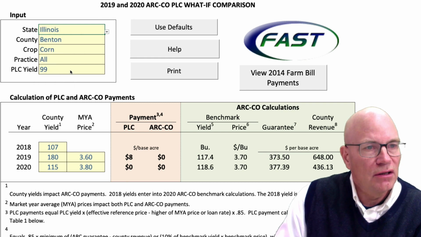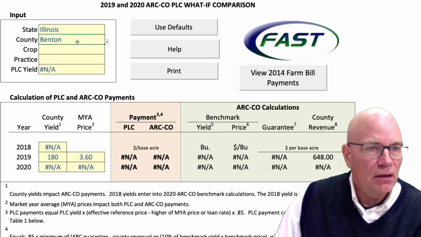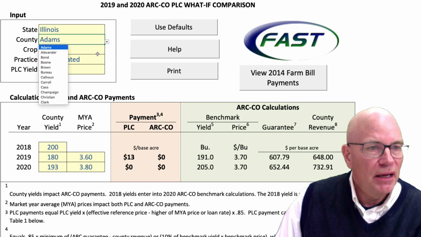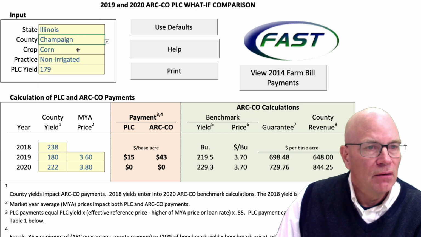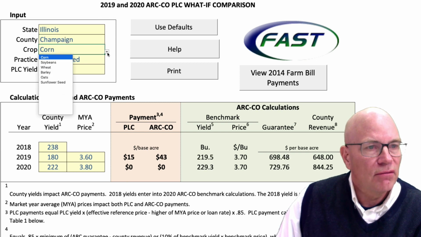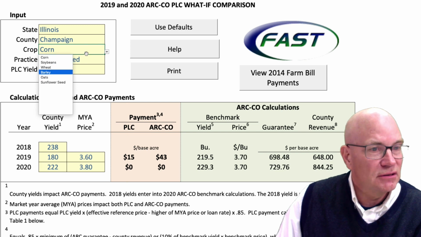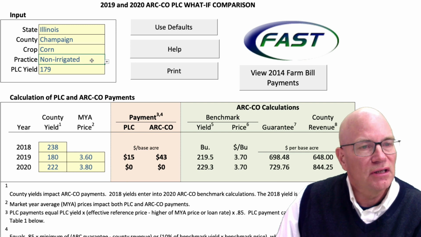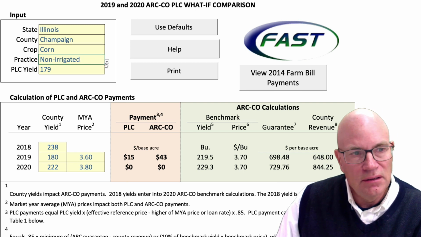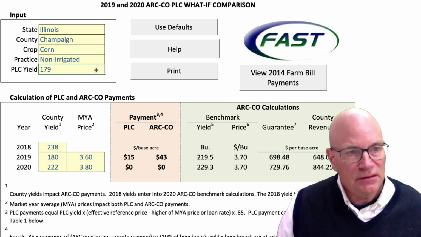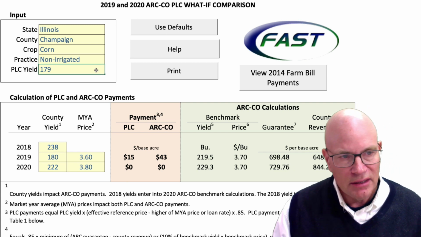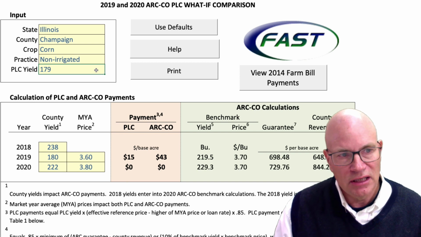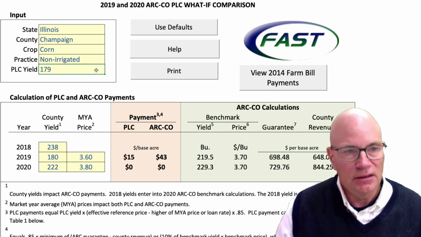We're going to do Illinois. We are going to do Champaign County. And we'll do corn. And for Champaign County, we have corn, soybeans, wheat, barley, oats, and sunflower seed, believe it or not. And our practice that we're going to select is non-irrigated. In Champaign County, we have non-irrigated and irrigated practices, and we have a default PLC yield, but you might want to change that to what your individual farm is.